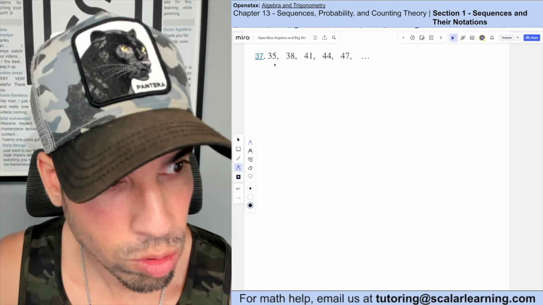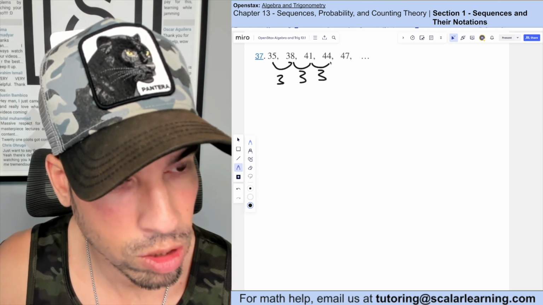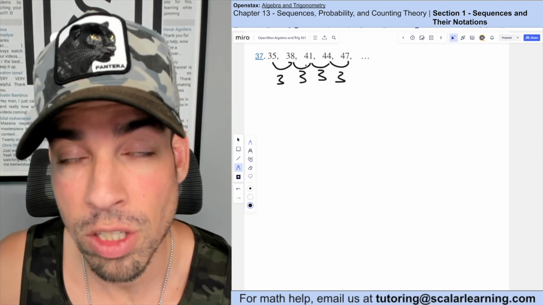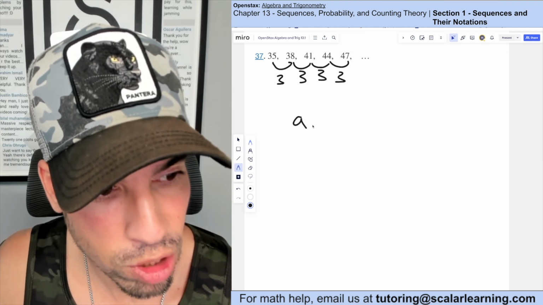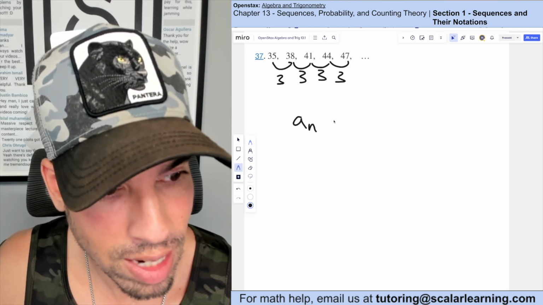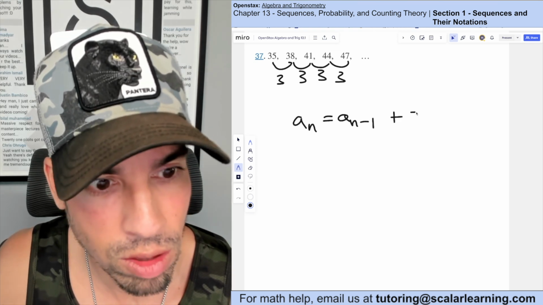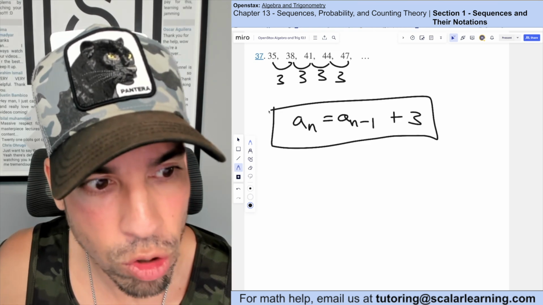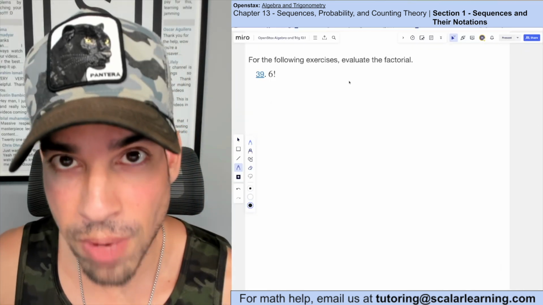Done. So for this one, I'm seeing it's going up by 3, then it's going up by 3, then it's going up by 3. So it looks like this is just a straight arithmetic sequence. It's going up by 3 every time. So this could be pretty straightforward, right? To get the next term, I just take my previous term, a sub n minus 1, and I'm going to add 3. That's it. That's how you do a recursive formula. 3 to get the next one. Boom, done.